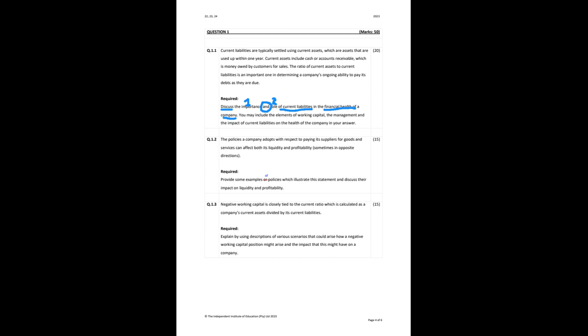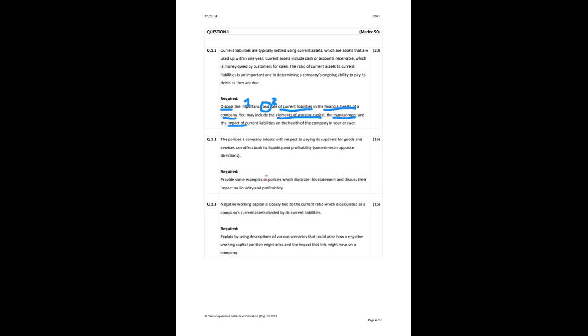And then they give you some hints. You can include the elements of working capital. So that would require you to know what the elements of working capital are. That's described beautifully in the introduction to that chapter. Also include the management of current liabilities and include a discussion on the impact of current liabilities on the health of your company. So do you see how I'm breaking the question apart into its bits?